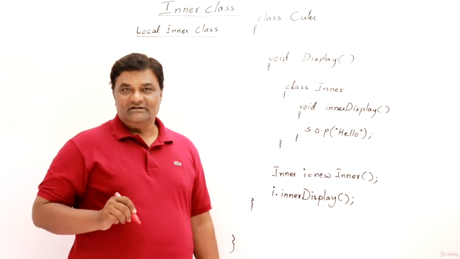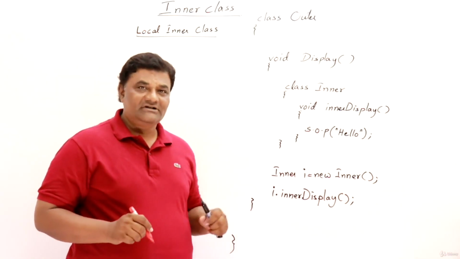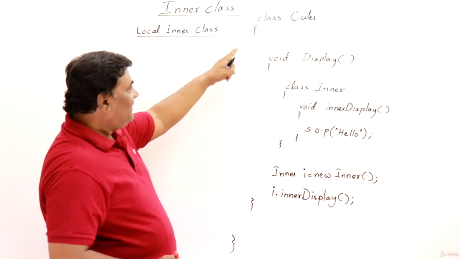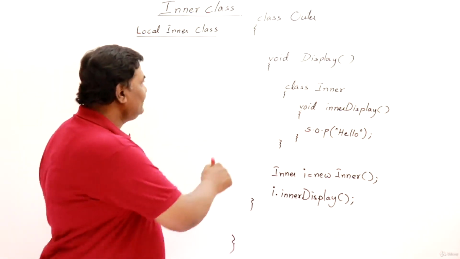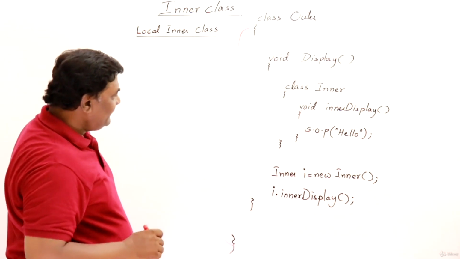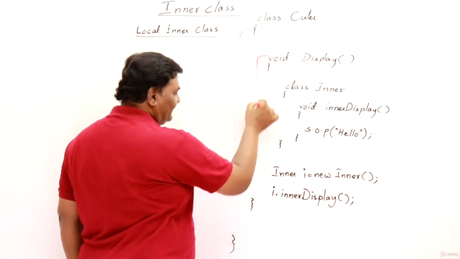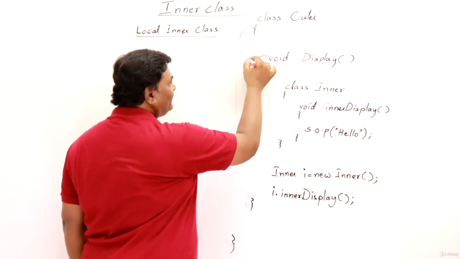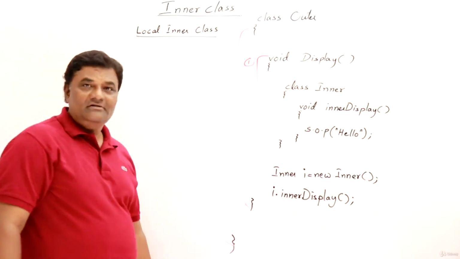Next is local inner class. Let us have a quick look on this one. This is a simple example. I have a class outer and that class is from here to here. And what is this class having? There is only one thing inside this class, that is one method, that is void display.